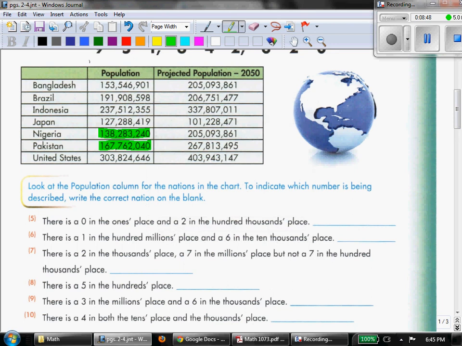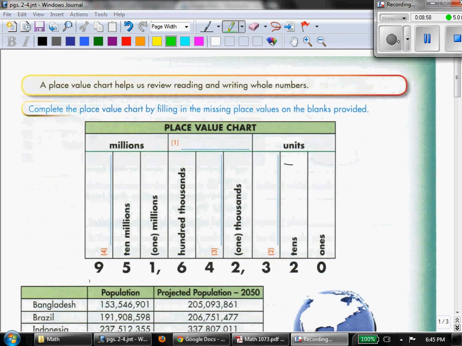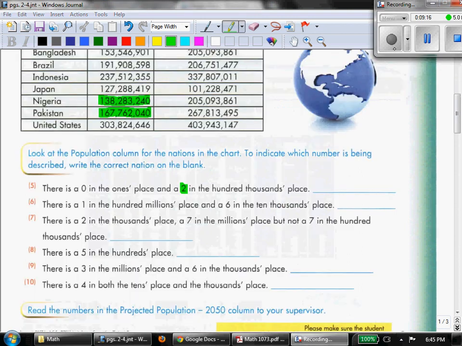Now we found the two numbers that have a 0 in the ones place. So now you got to figure out which one has a 2 in the hundred thousands place. If you want, you could look back up at your place value chart to find out which one is in the hundred thousands place. 1, 2, 3, 4, 5, 6. This one's in the hundred thousands place, the number 6. So the sixth number from right to left is in the hundred thousands place. So now you go back to your number and you count.